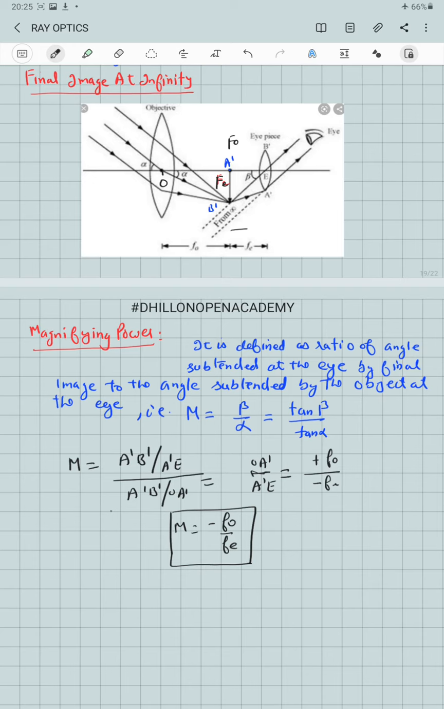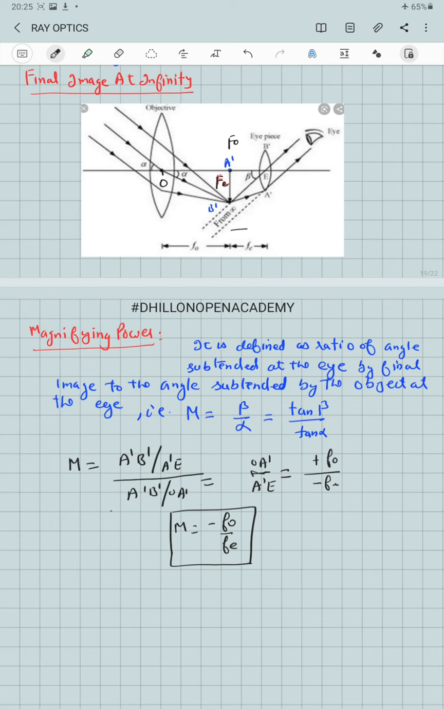When the final image is formed at infinity, we call this the telescope being in normal adjustment. When the final image is formed at the least distance of distinct vision, we obtain higher magnification, but with higher magnification the observation time is very short.